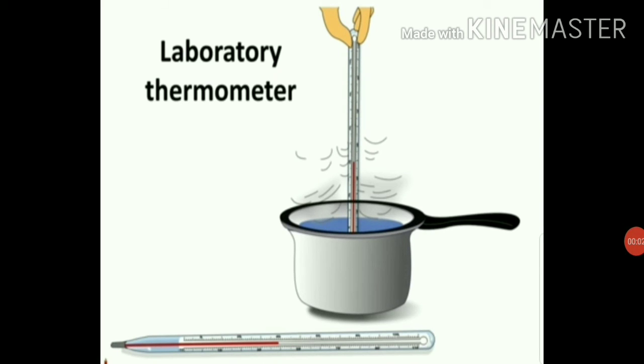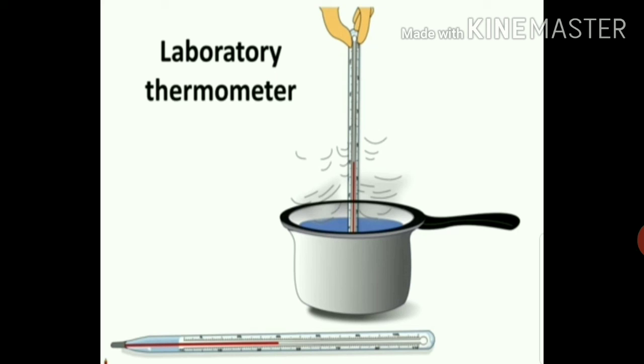Students, we have learned two types of thermometers. One, the laboratory thermometer, and second, the clinical thermometer. Both these thermometers are examples of mercury thermometers because mercury is filled inside them. We know that mercury is a highly toxic substance, but still it is used as a liquid inside the thermometer due to its following properties.